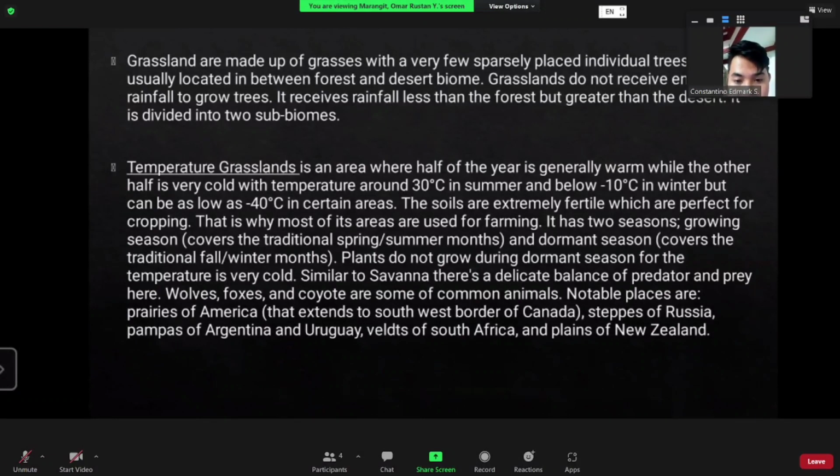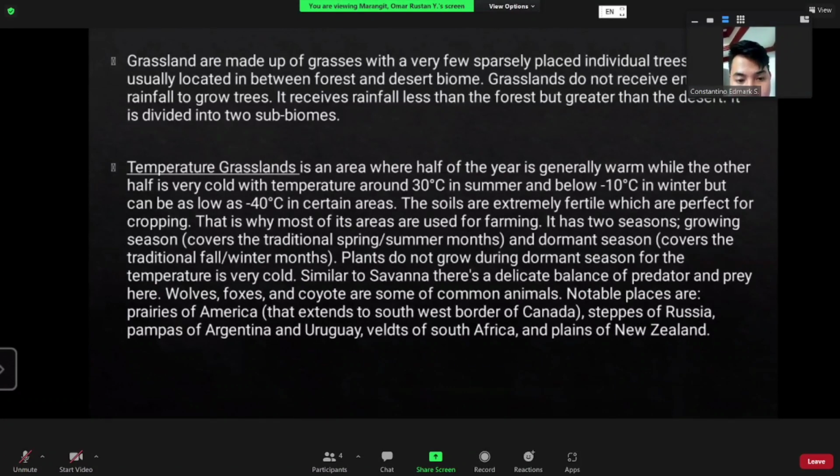The soils are extremely fertile, which is perfect for cropping. That is why most of it is used for farming. So dito yung land na pinaka-goods para sa pagtatanim. Kasi dahil sa soil. And pabago-bago din yung klima nito. Half year. Kaya goods siya para sa iba't ibang klase ng pagtatanim.